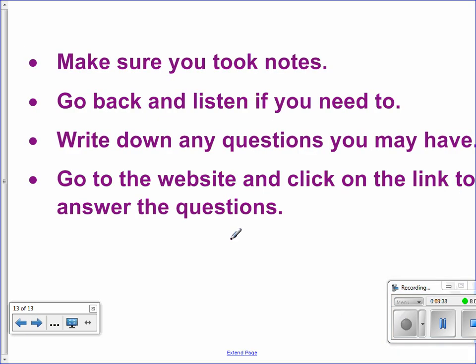So that's it for the cube roots lesson. Tomorrow we're going to do some activities in class, so if you are still confused about something, make sure you go back and listen again if you need to.